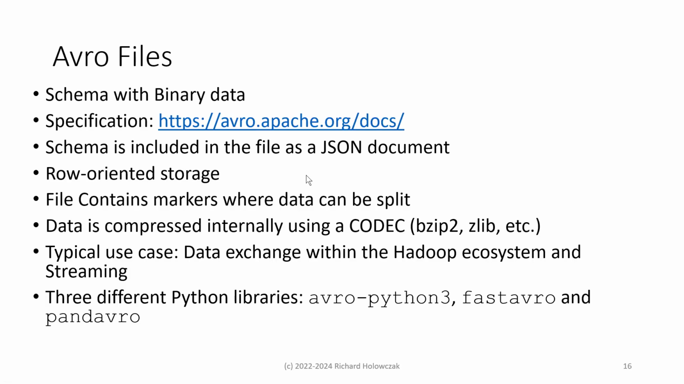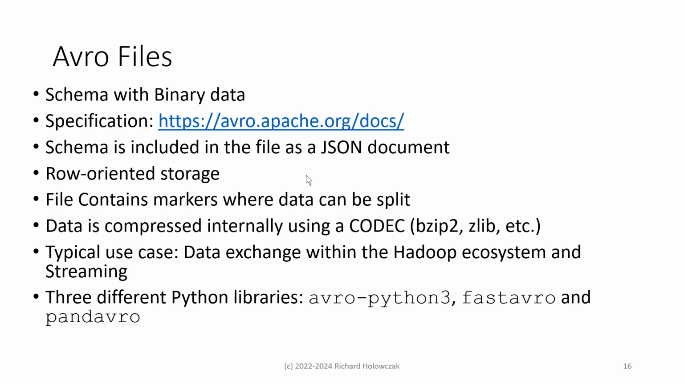The next file type to look at is Avro. Avro contains a schema along with binary data, and you can see the specification at avro.apache.org. The schema is included in the file as a JSON document. So you have this header at the beginning of the file, which is a JSON document that describes all of the columns and their data types. And then that's followed by the data in a binary format.